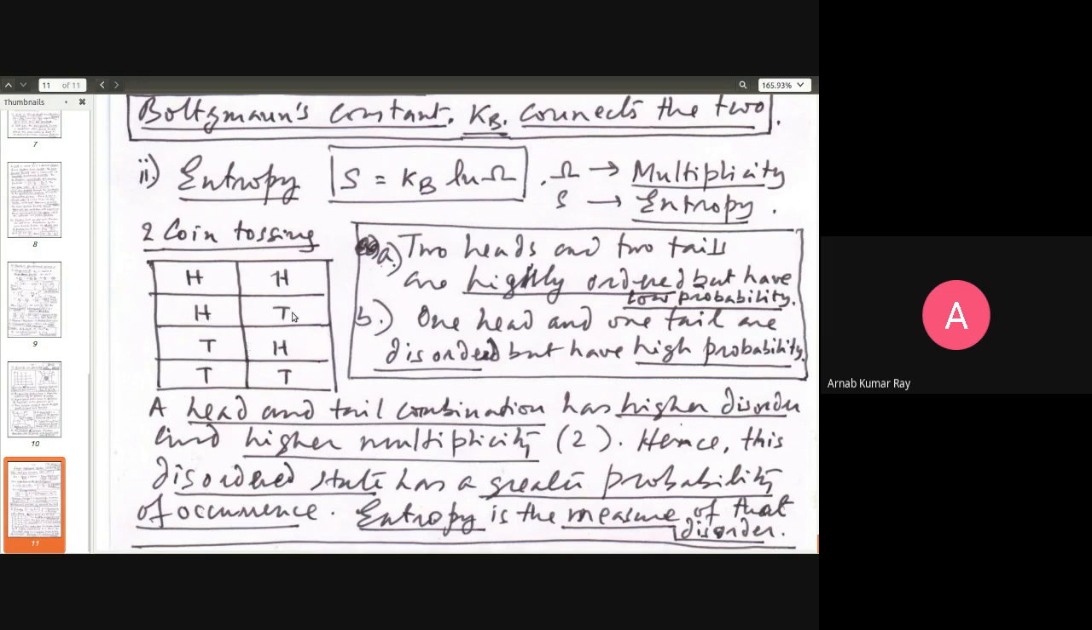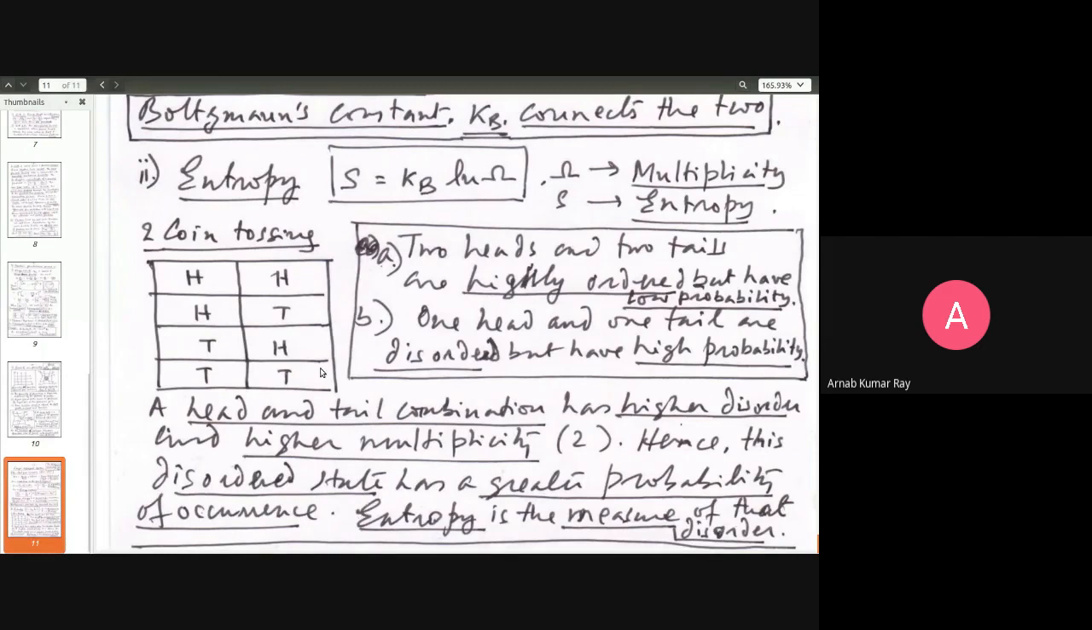There are two ways in which a head-tail combination can happen. So that combination has got a multiplicity of 2. A head-head combination has got a multiplicity of 1. A tail-tail combination has got a multiplicity of 1. So head tail has got a higher multiplicity, but head tail is a disordered state. Therefore, the disordered states have higher multiplicity and therefore greater probability of occurrence.